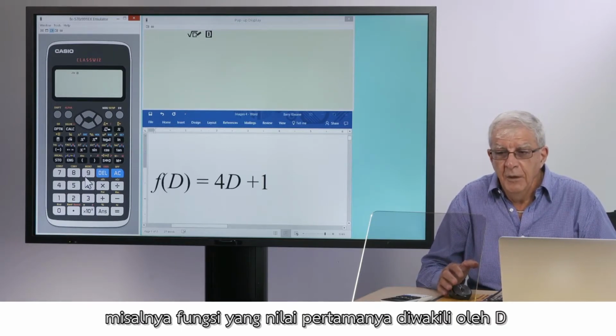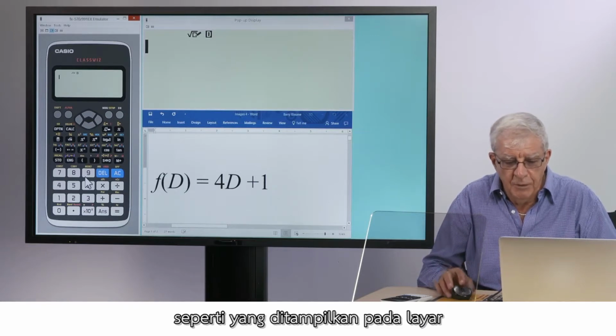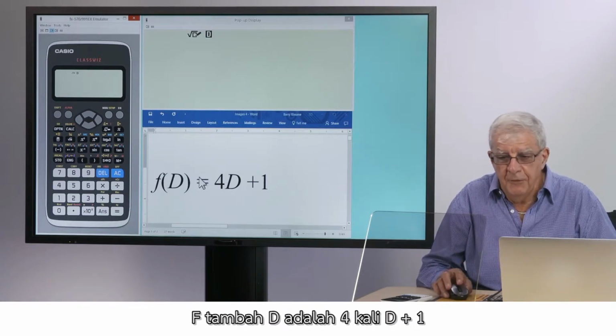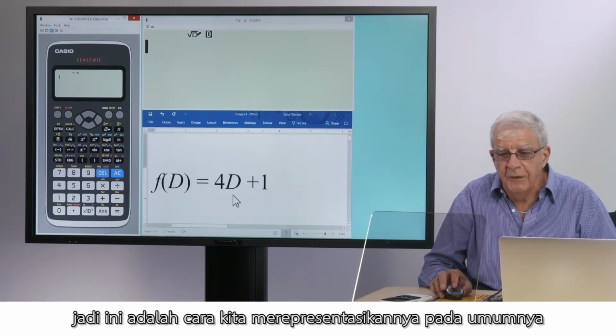For example, a function for which the first value is represented by d and the second value by 1 more than 4 times d is shown on the screen here. f(d) is 4 times d add 1. So that's how it's represented in everyday life.